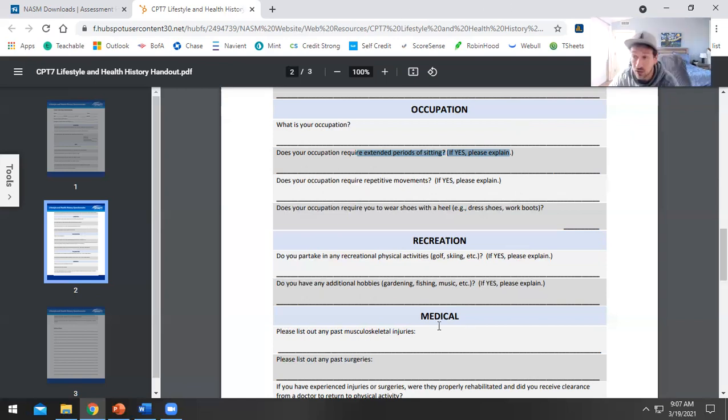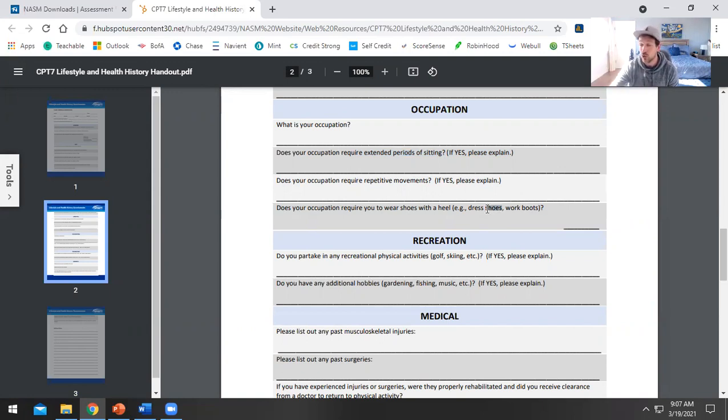So we learned a little bit about their posture from a subjective piece of questioning, right? What about the same thing here? Does your occupation require repetitive movements? If yes, explain, right? We know that rotator cuff muscles can get underactive because larger pressing muscles get overactive, and that can reduce mobility in the shoulder.